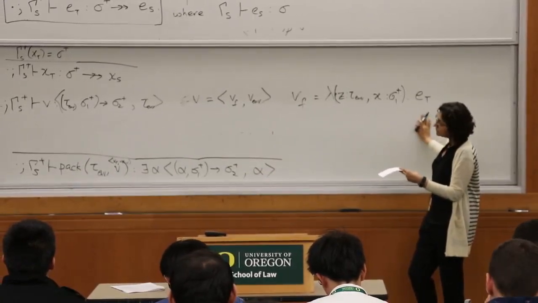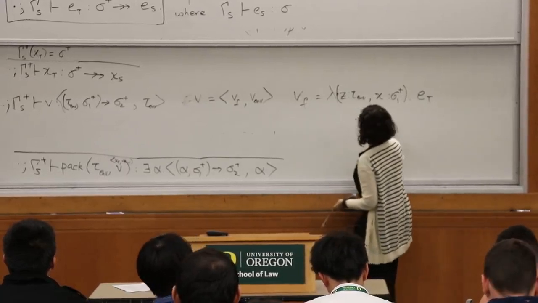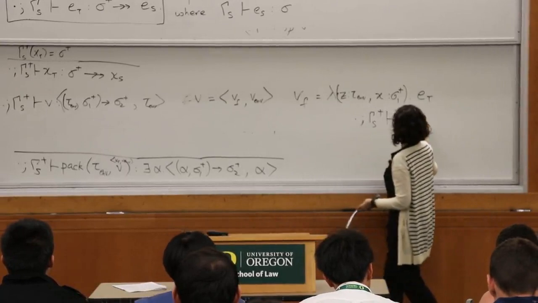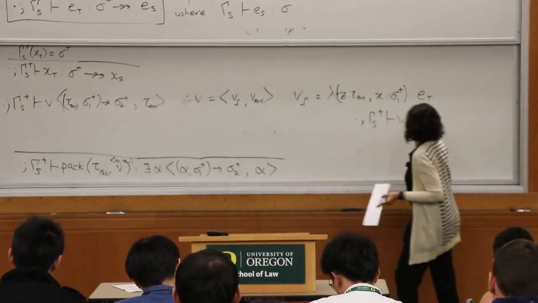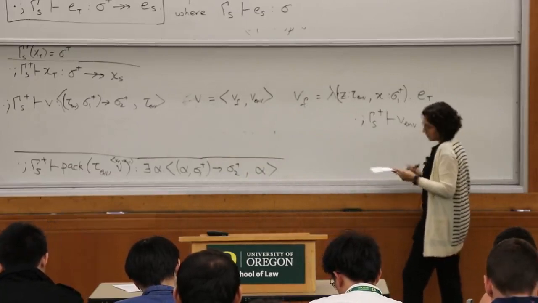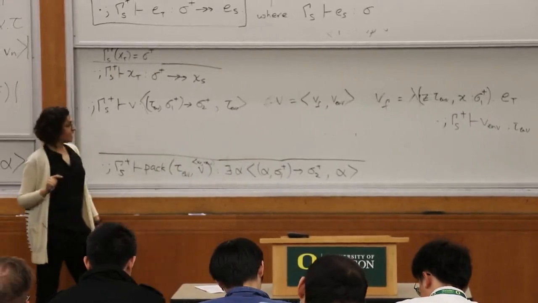Now, what do we know about Vn? Let's just write it down. We know that under gamma S plus, Vn that's sitting over here has to have this type tau n that we know nothing about. Okay, so now, how do I proceed?